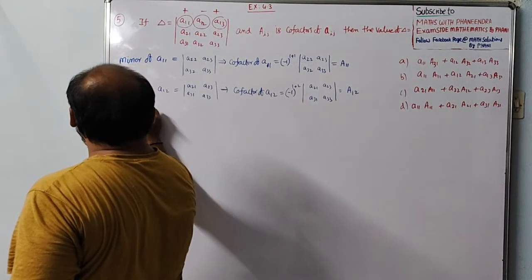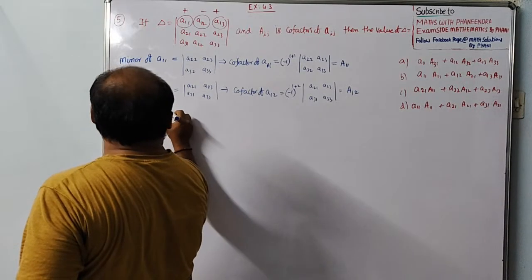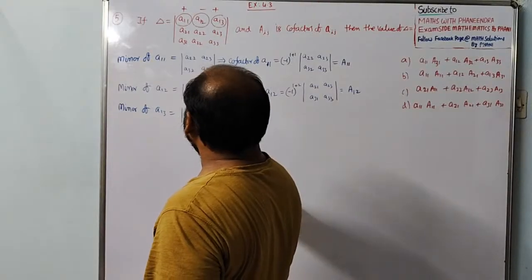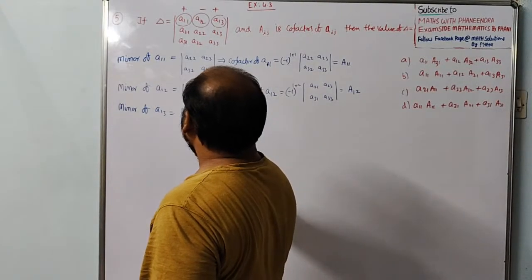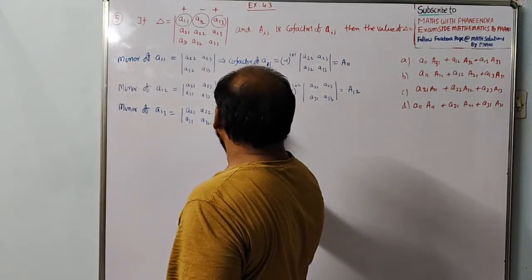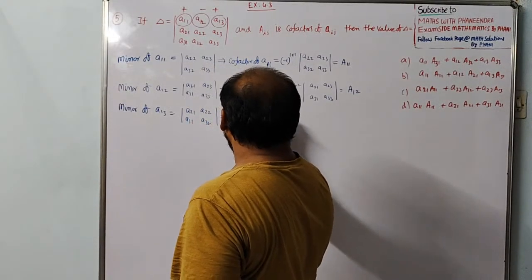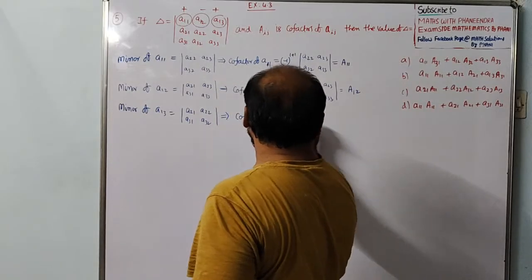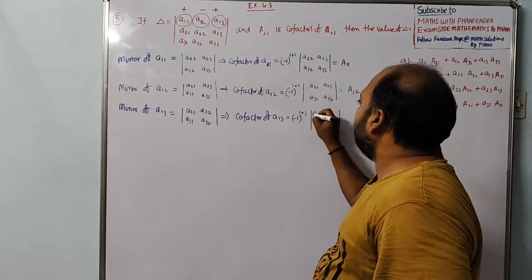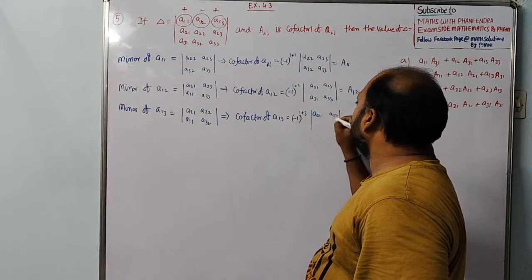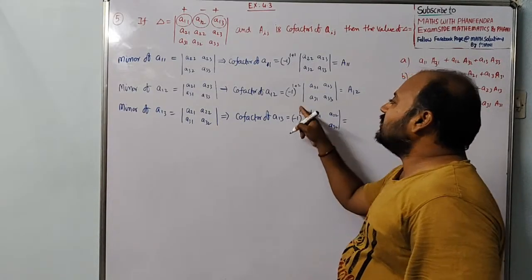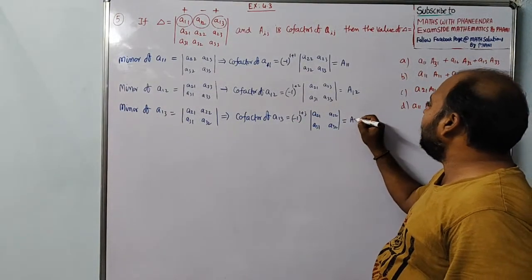Minor of A13 is equal to, eliminating this column and this row, A21, A22, A31, A32. So cofactor of A13 is equal to minus 1 whole power 1 plus 3 and the determinant of this one, A21, A22, A31, A32. So minus 1 whole power 4 is plus only, obviously A13.